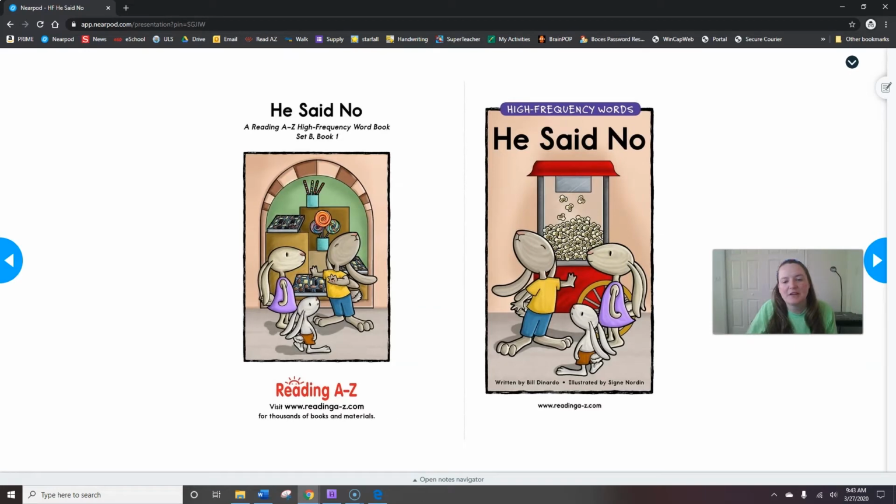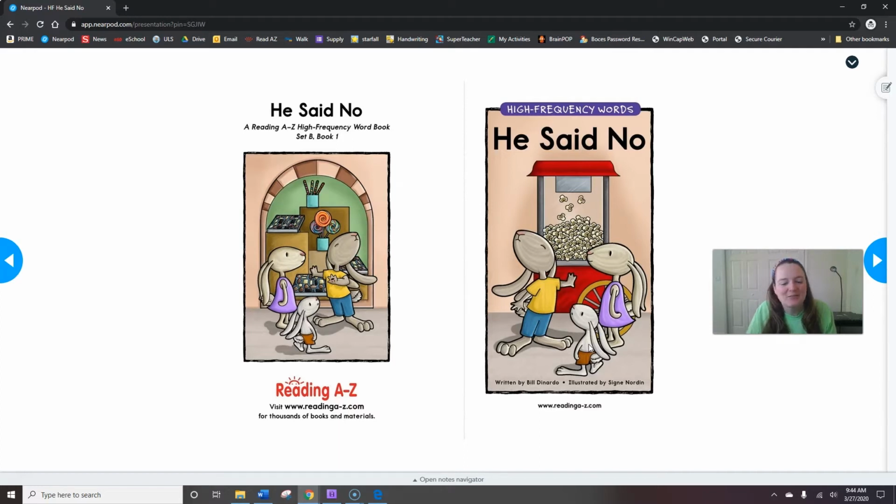Okay, so our front cover of the book actually starts on this page here. He said no. So we have a bunny family. We have a dad bunny, a mom bunny, and a baby bunny. And the little baby bunny wants tons and tons of things when they're going around. And that's how I feel when I go grocery shop. If I go when I'm hungry, I see something, I'm like, ooh, I really want that.